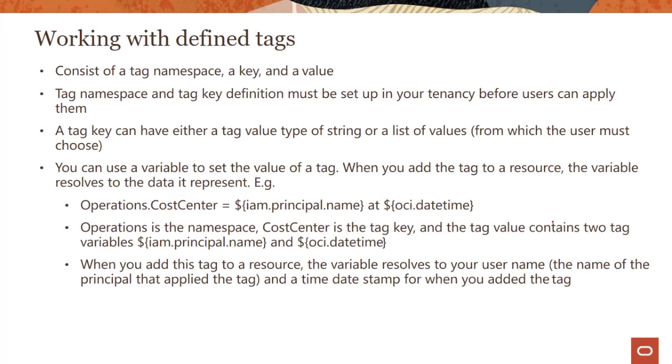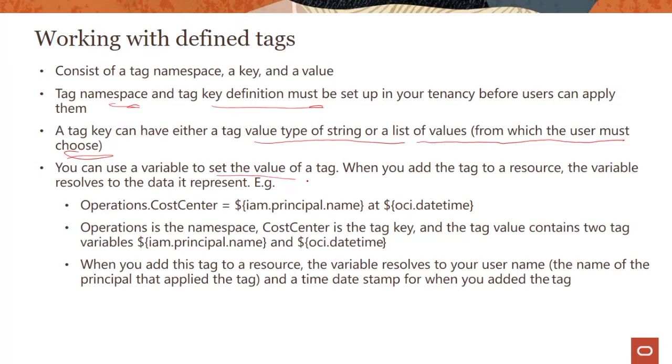So let's see how you work with these defined tags. As we saw earlier, defined tags consist of a tag namespace, a key, and a value. We just saw that in the previous two slides. The tag namespace and the tag key definition must be set up in your tenancy by someone. Maybe it's a compartment admin, maybe it's a tenancy admin who sets it up so you as users can use them. A tag key can have a tag value type of string, or it can also have a list of values from which the user must choose. So you can also provide options where the user only chooses from a specific set of values.